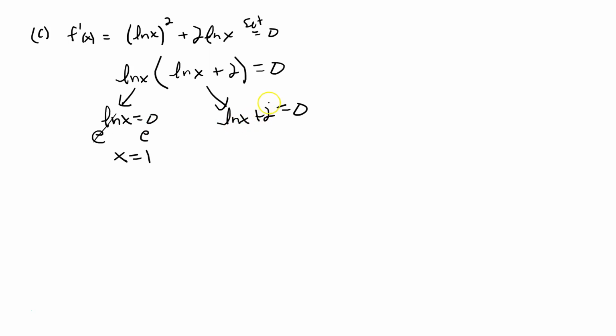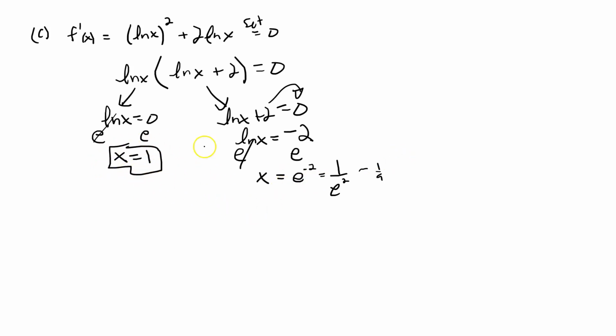This time though, what you're going to do is isolate the log term. It was already done for you last time. So now we have natural log of x is -2. And now we make both the exponent on e, and we get the fact that x is e to the -2, which is like 1 over e squared. It's about a 1/9. And these are the two values that make the derivative equal to 0. So these are your critical numbers.